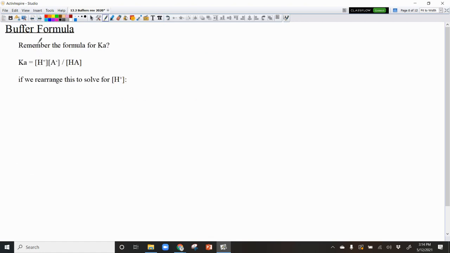All right. So for buffer formulas, remember the formula for Ka, which is Ka is equal to the products divided by the reactants.